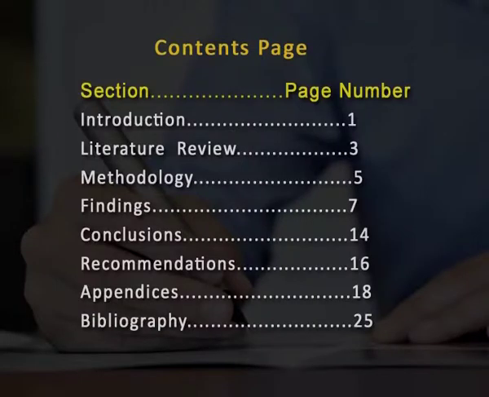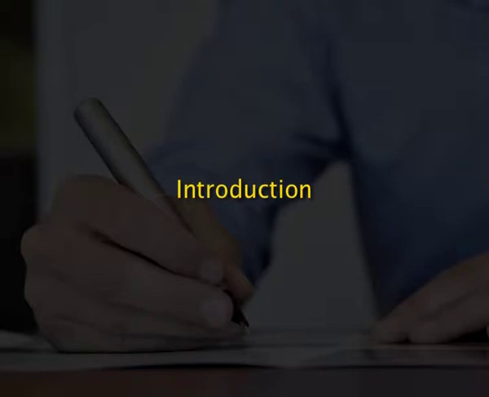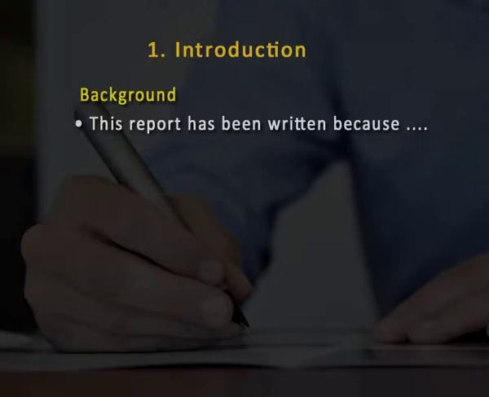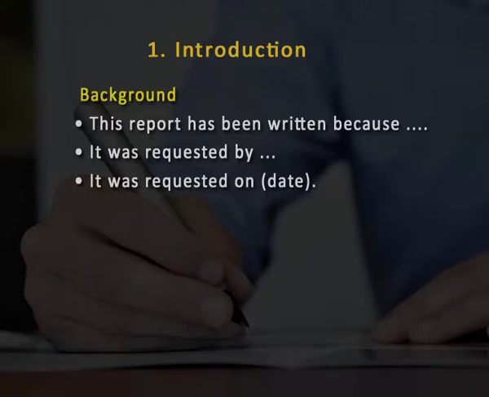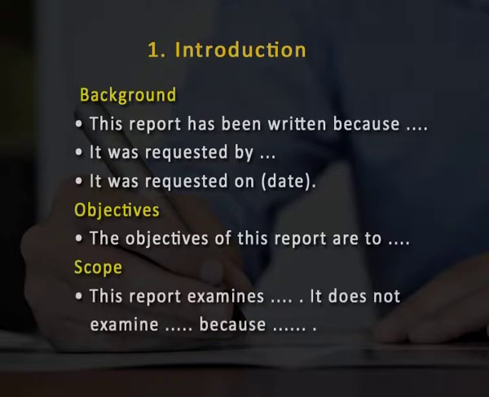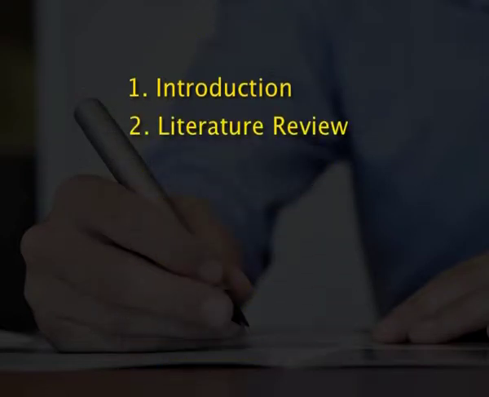Let us discuss each section in detail. The first one is introduction. Under this, you need to give the background details of the report, such as this report has been written because, or it was requested by, and it was requested on, and so on. Then the objectives. What are the objectives of this report? And then the nature and scope of this report. For example, you can start off like this: this report examines, or it does not examine, why? Because.